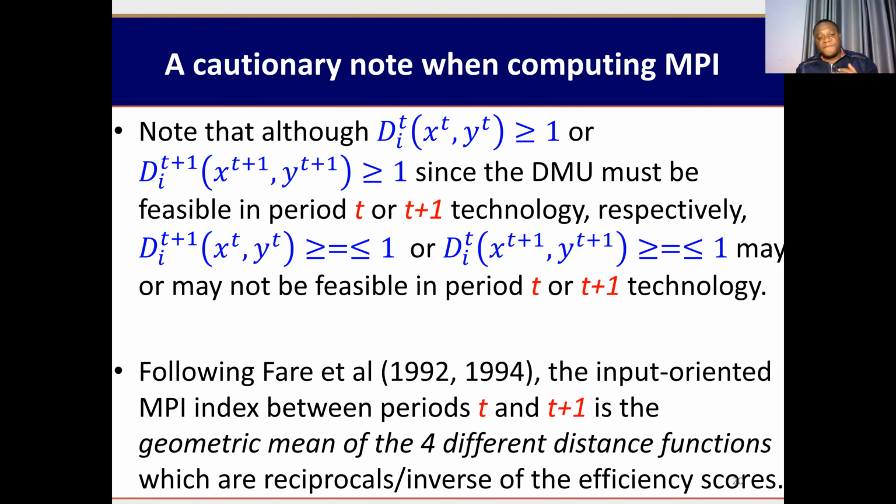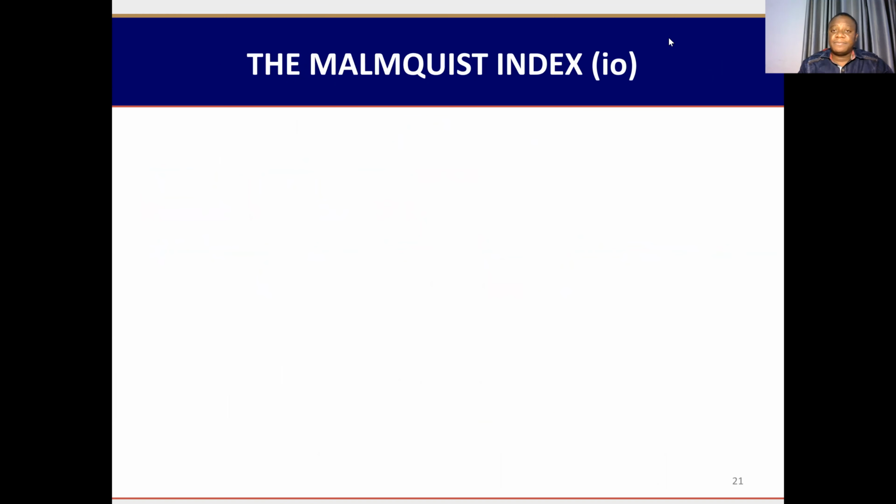Fare, Grosskopf, Lindgren, and Roos in 1992 developed a 2-part decomposition. Fare, Grosskopf, Norris and Zhang developed the 3-part decomposition. The Malmquist is an index that measures periods T and T+1 distance functions, and is the geometric mean of those distance functions. And of course, the distance functions are the reciprocals or inverse of the efficiency scores.